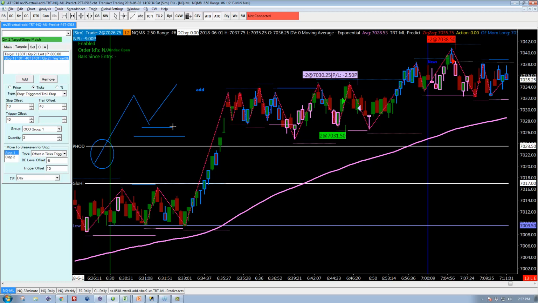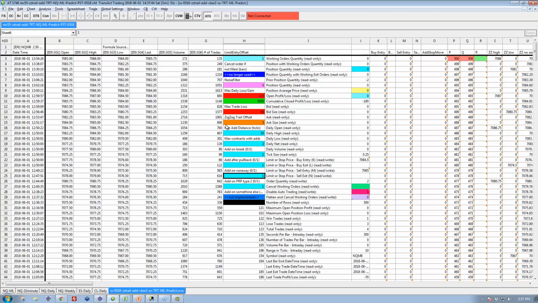And then trail the stop to the zigzag. Not some hard value, whatever the zigzag happens to be. So that's what all of this stuff here is implementing. Everything in blue is implementing this auto add functionality, including how many times to add.